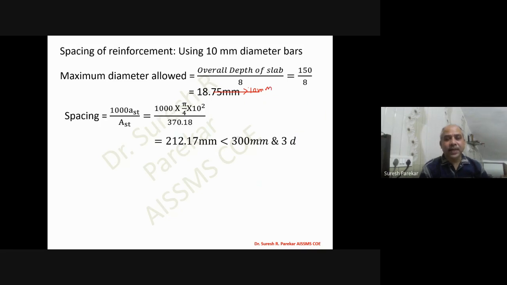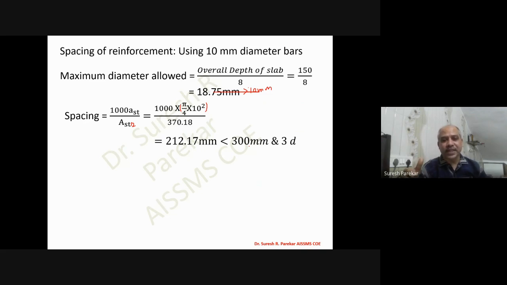Then the next step is spacing, which is 1000 into small ast upon capital Ast, where small ast is the area of a single bar. As we are using a 10 mm diameter bar, this is the area of one bar, and the capital Ast is the Ast required, which is 370.18. It gives me a required spacing of 212.17, which is less than 300, and 3d, because small d we have 130, so that goes to 390 millimeters. And then we have to always provide the lesser.